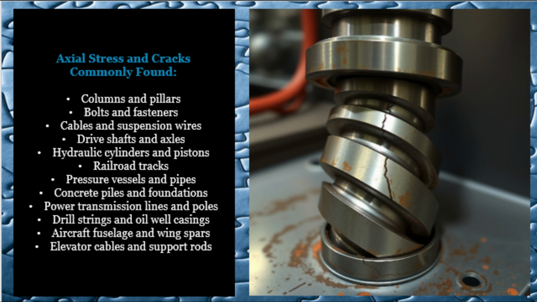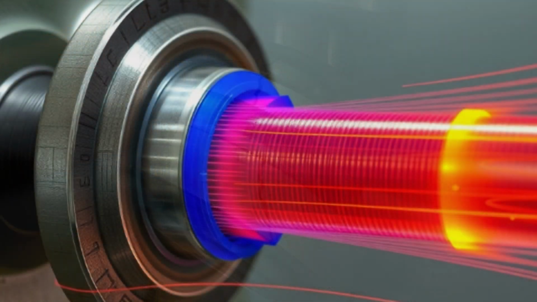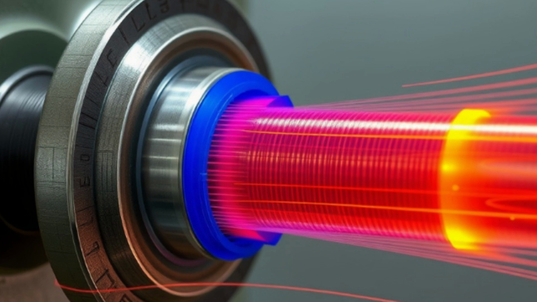Common in equipment. Axial stress is prevalent in equipment like columns, rods, bolts, and cables. Structural columns in buildings bear axial compression under load, while bolts in assemblies face axial tension as they secure components together. Axial stress is also seen in suspension cables of bridges, which support weight through tensile stress along their length, and in drive shafts or pistons where compressive and tensile forces act along the axis of motion.